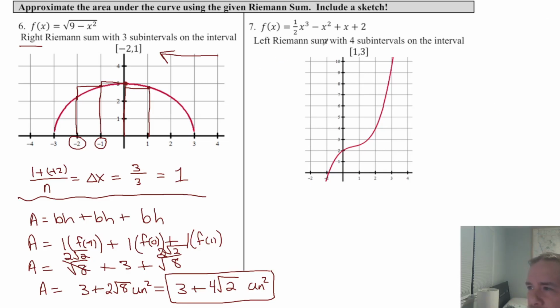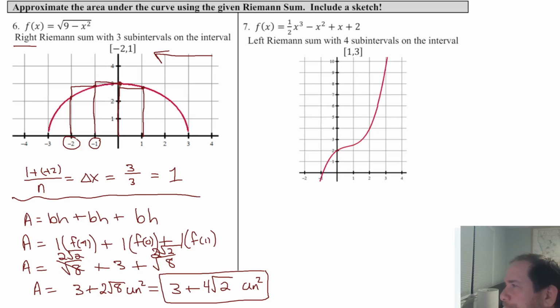So they want us to do the left-hand Riemann sums with 4 subintervals on the interval that goes from 1 to 3. So if I'm on this interval that only goes from 1 to 3, then that gives me a change in x that's only 2. And I've got to divvy up these 2 regions into 4 regions. So obviously all my little rectangles need to only be half of a unit long. So that is now 4 divisions on my interval that goes from 1 to 3.